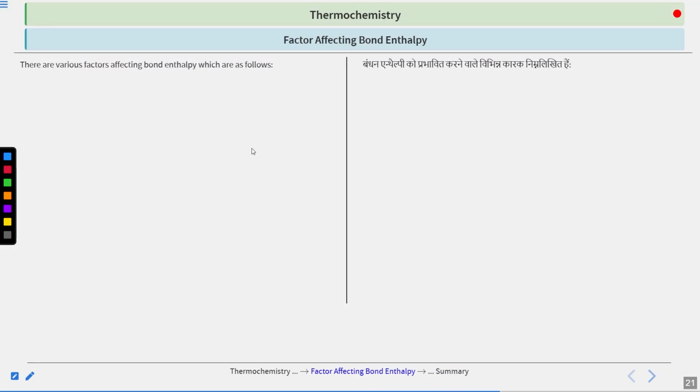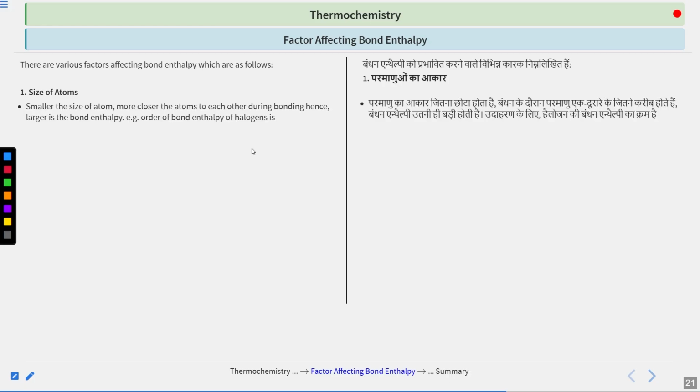Next we have the factors affecting the bond enthalpy, the first being the size of atoms. The smaller the size of the atom, the more difficult it is to break the bond, and that will result in a higher bond enthalpy. So we have first fluorine, then chlorine, then bromine, and iodine. Clear? So it depends upon the size of the atom. You can see that the size is getting larger in the opposite direction, therefore the enthalpy is decreasing.